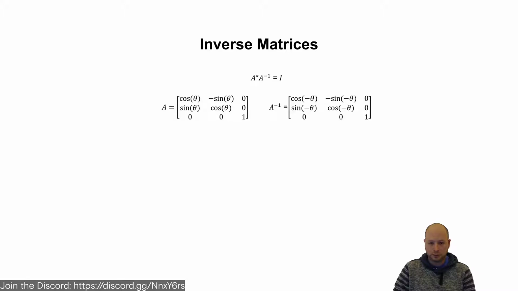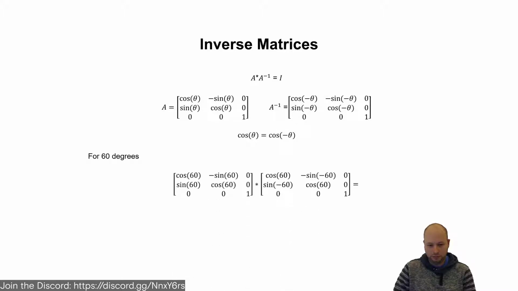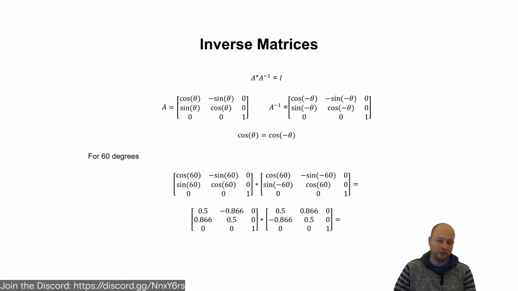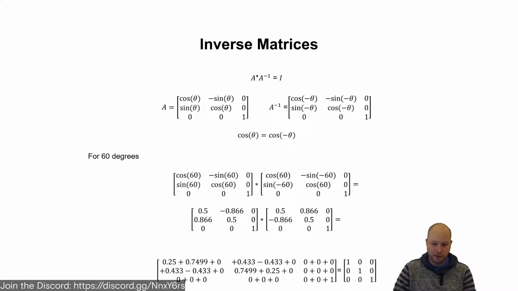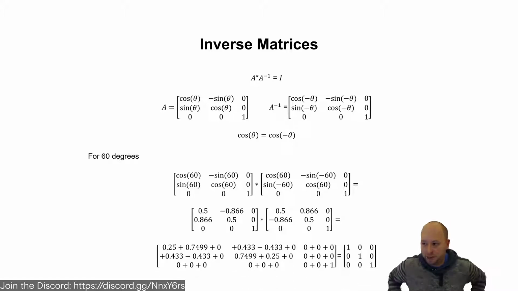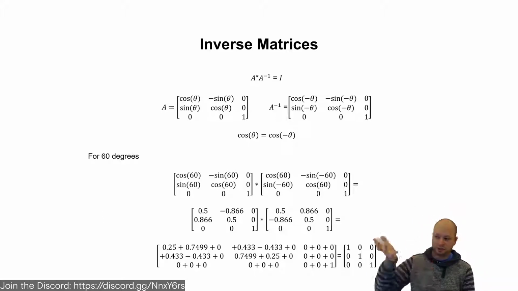Cool. So let's do this again. In this case, we'll do it for 60 degrees. And we can see that similarly, cosine of 60 degrees is 1/2, or half, 0.5. And again, we get this sort of transpose effect. And if we do the math here, we see that out of that pops the identity matrix, which is what we expect to see. If you rotate 60 degrees and then negative 60, you want to be back where you started.